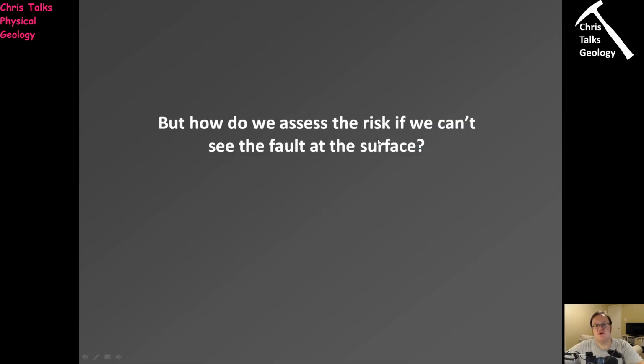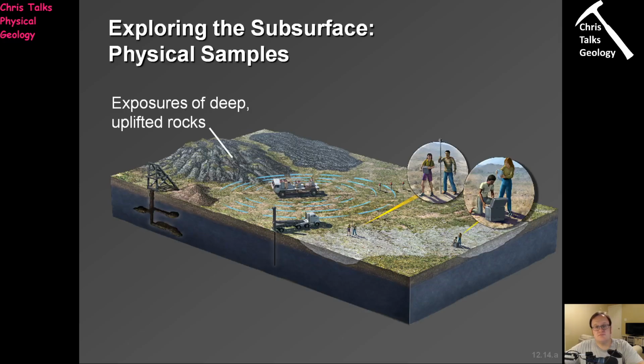Okay, so how do we assess the risk if we can't see the fault at the surface? Now this is very, very common. Most faults are hidden to us. So there's a few ways we can do it.